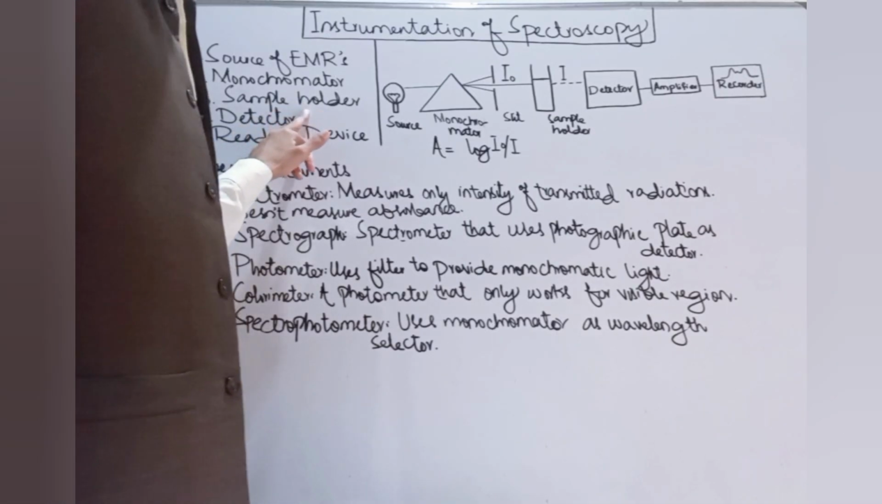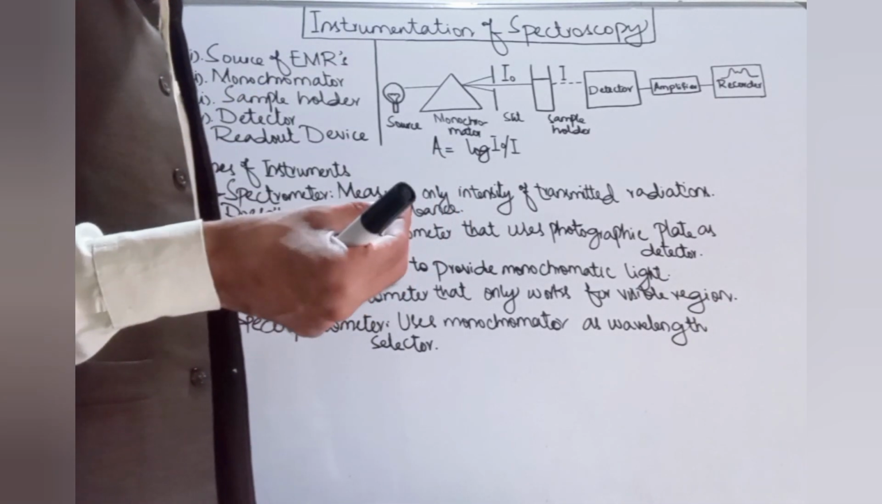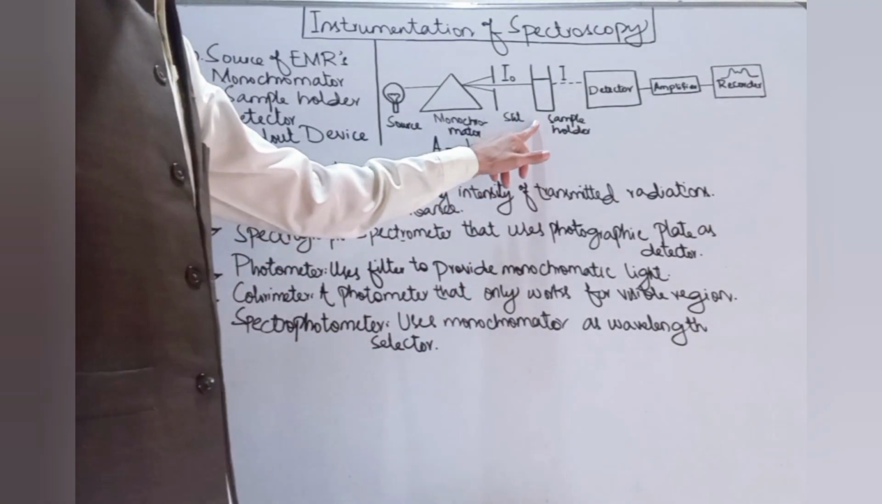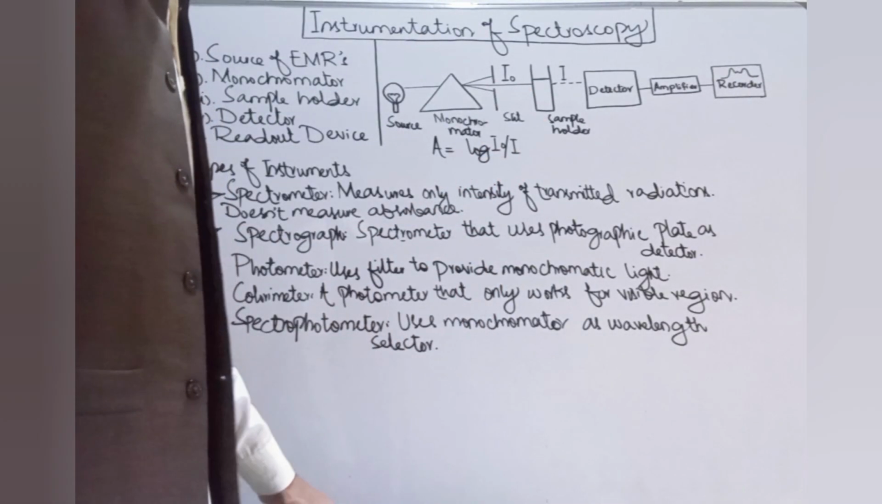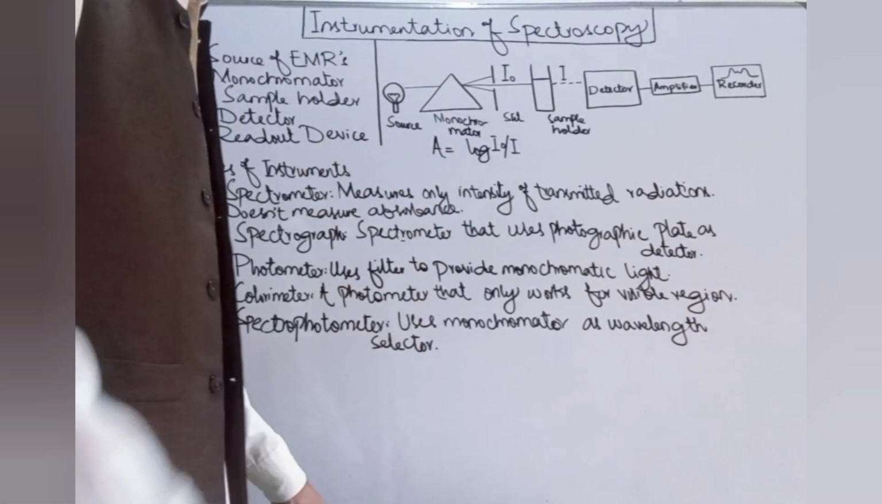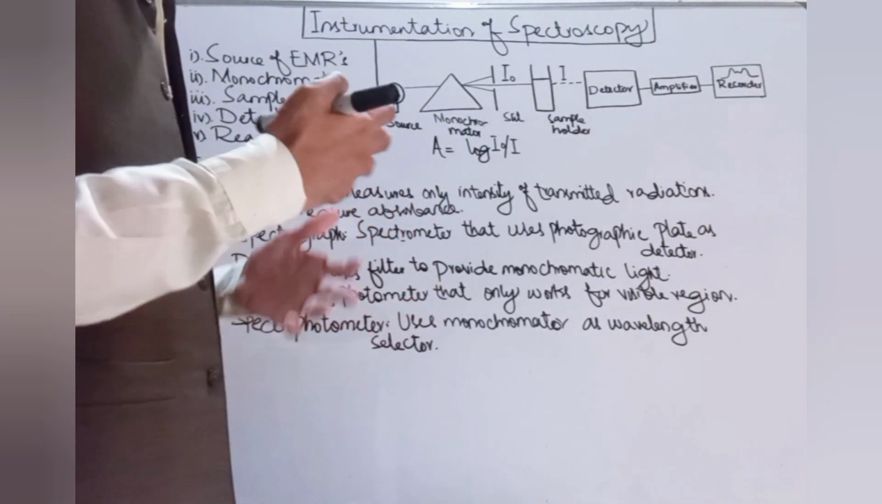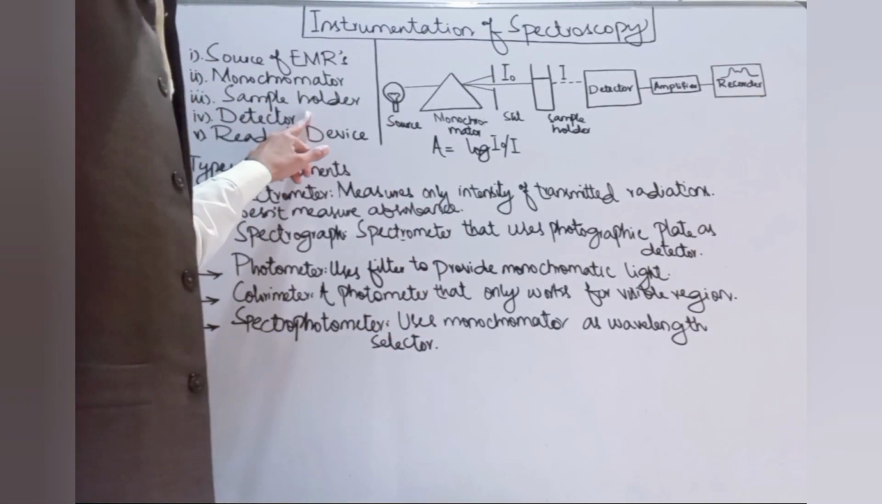The next component is the sample holder. It's mostly a quartz tube or cuvette that contains the sample or the compound of interest. So whenever the radiations pass through the sample holder, the sample or compound present inside causes absorption of the radiation. So the next is a detector.